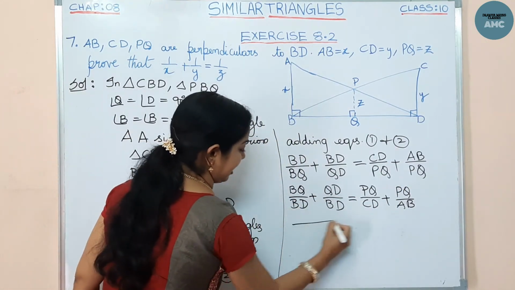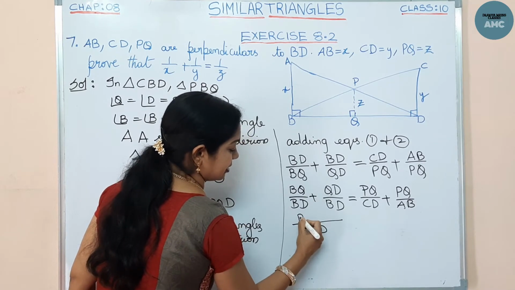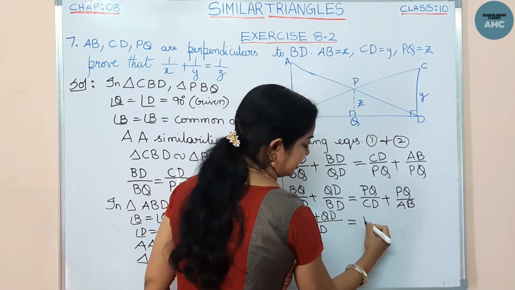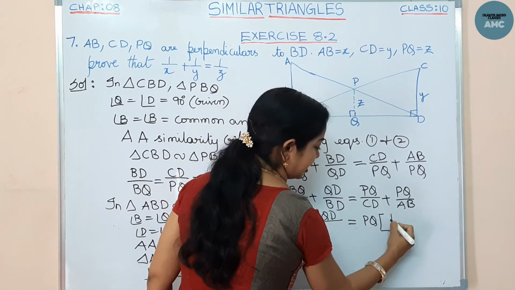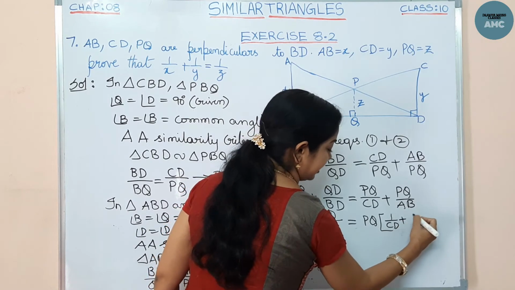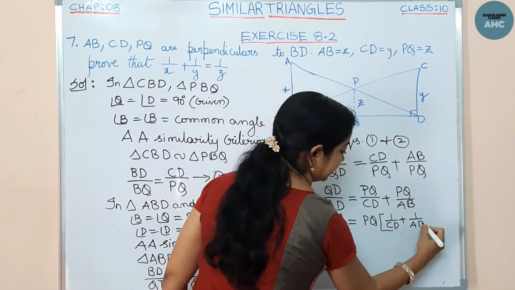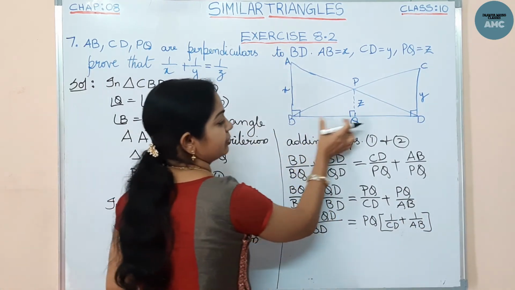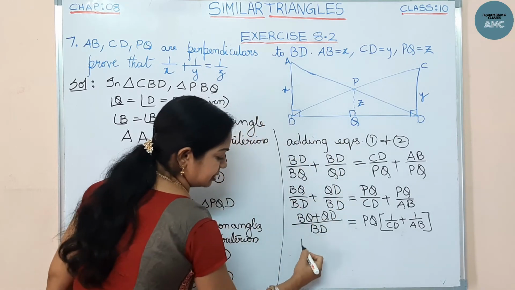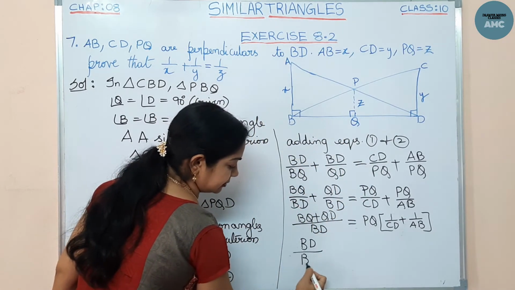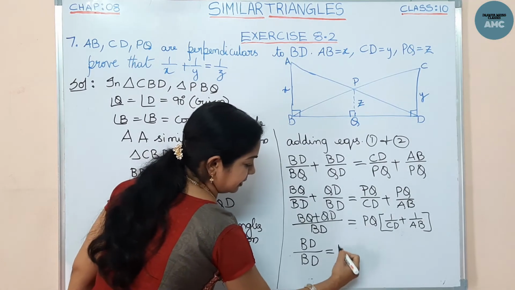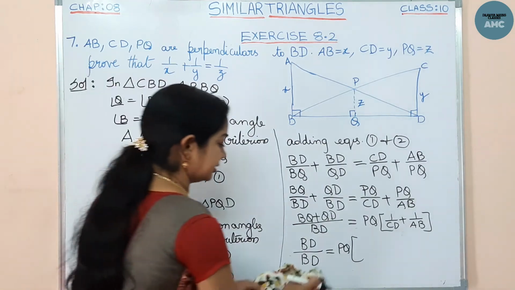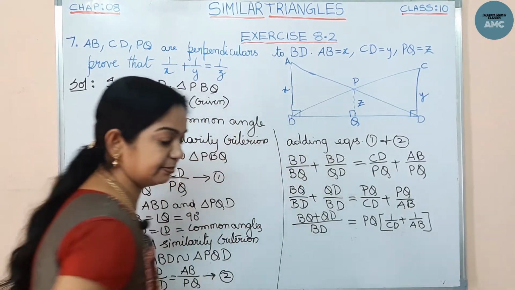Now here I can take the LCM BD. So this comes to BQ plus QD. Now here I am not taking LCM, but I'll take PQ outside, so that this comes to 1 by CD, 1 by AB here. I am taking PQ which is common outside. Now BQ plus QD comprises BD, isn't it? So this is BD by BD here.